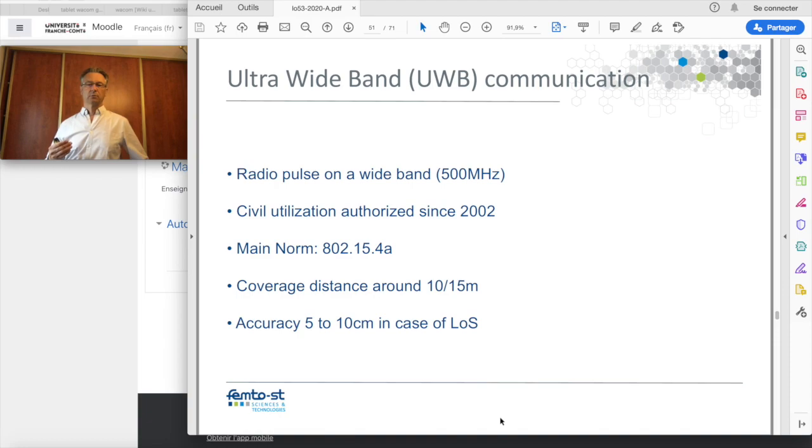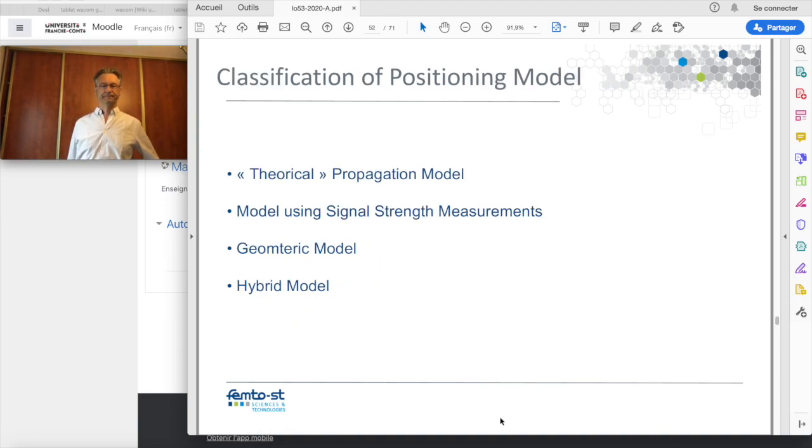There is a norm, there is a standard, which is 802.15.4a, and the coverage of this signal is something like 10 to 15 meters, and it's only on line of sight. And if you are on line of sight, you are going to have something like 5 to 10 centimeters of accuracy.